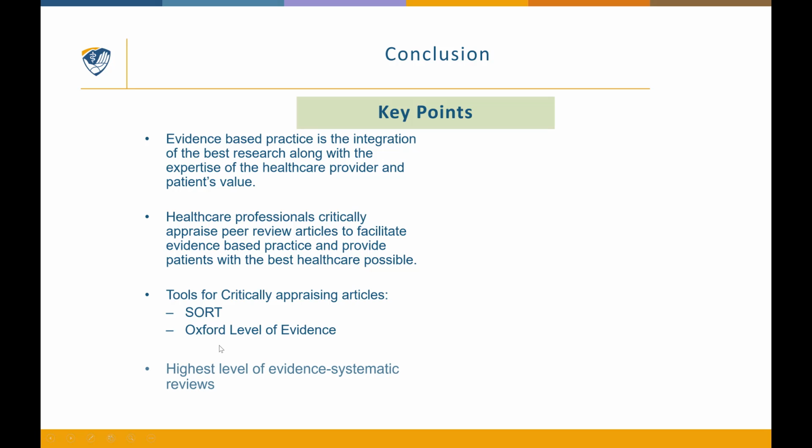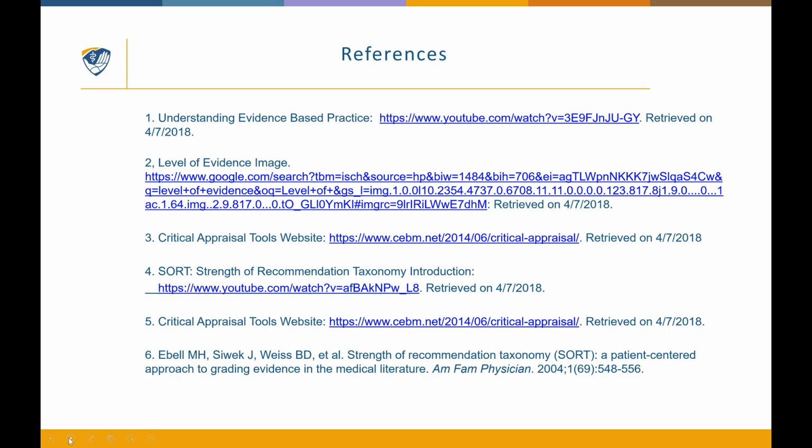Another key point of this screencast is that the highest level of evidence is a systematic review, and that's the first thing that we should try to look for when we're looking at an intervention for our patient. And next is that the SORT is used by professional organizations such as the NATA to develop position statements.